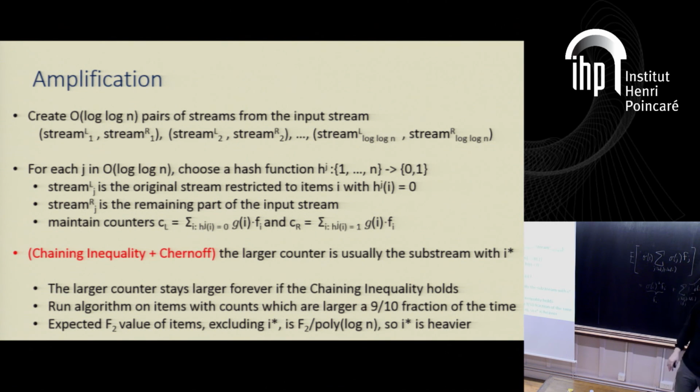So it was a bit fast, but basically the idea is to restrict to a subset of items, blow up the space by a log n, and this effectively makes i star heavier. Now it has this guarantee we needed earlier of being log n times the f2 value.